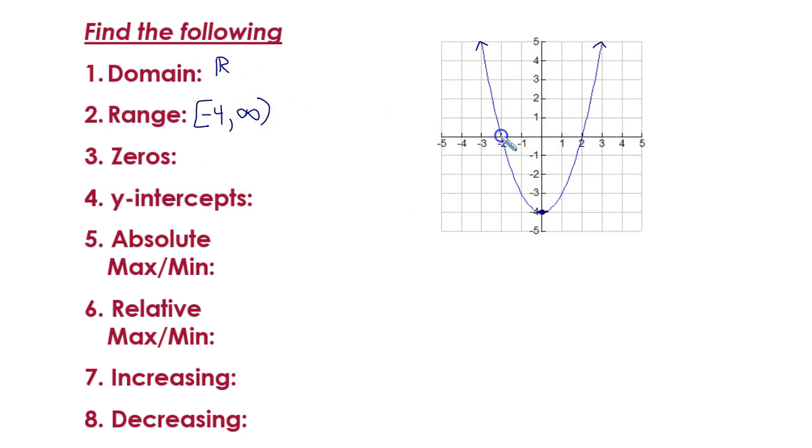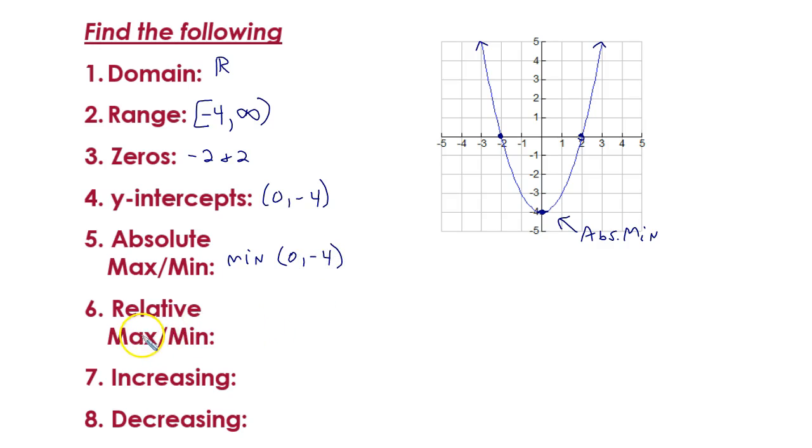There are two zeros, two places where the function crosses the x-axis at -2 and +2. Y-intercept, we see it crosses the y-axis down here at 0, comma, -4. Is there an absolute maximum? Well, arrow up means no. Is there an absolute minimum? Well, there is a lowest point on the graph. This is the lowest point, so there is an absolute minimum here. And that absolute minimum would be at the coordinate of 0, comma, -4.